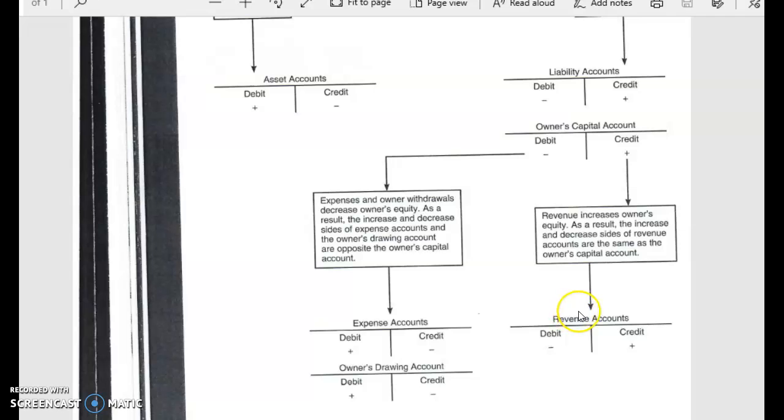Let's go back to revenue. A revenue account has a normal credit balance. So credits increase revenue. Debits decrease revenue. On the other side, expense accounts have a normal debit balance, so debits increase them and credits decrease them. The drawing account is the same way. It has a normal debit balance, so debits increase the drawing account and credits decrease the drawing account.